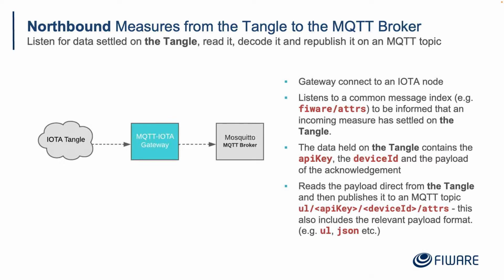You can see that the MQTT key here is UL/API key/devices/attrs. This means that we are deliberately placing in the measures the payload format. This in turn means that you could have multiple IoT agents listening in onto the same MQTT broker and just receiving messages appropriate to them, because it says I can interpret Ultralight, therefore I will deal with this. I can interpret JSON, I will deal with this.